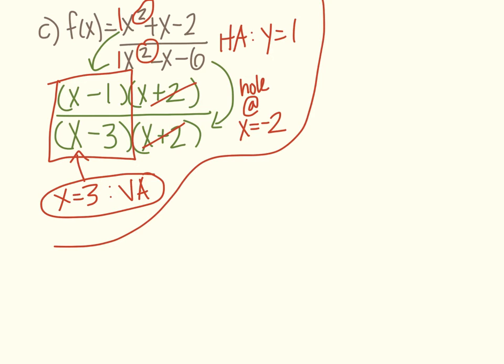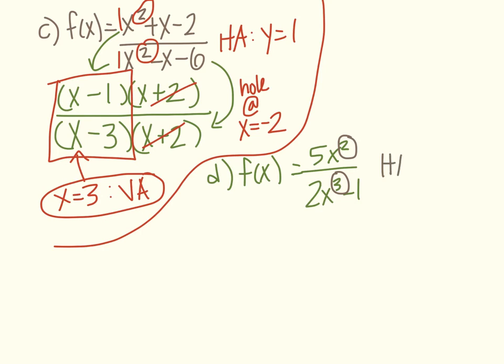Let's do one last problem. This time, let's suppose that f of x equals 5x squared over 2x cubed minus 1. Once again, you're probably going to need to review your horizontal asymptote rules. I can see that the denominator has a higher degree than the numerator. Go ahead and look back at your notes, please, and see what that means.